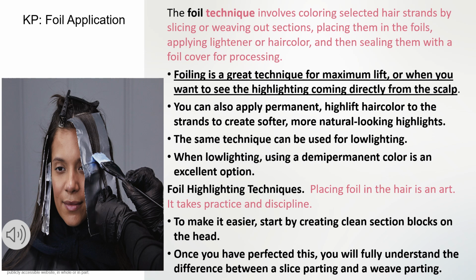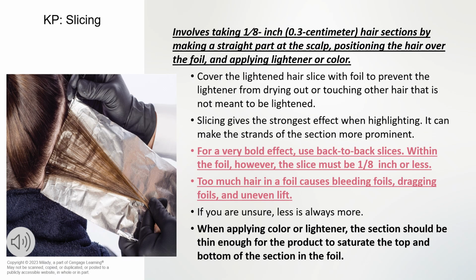To make it easier, start by creating clean section blocks on the head. Once you have perfected this, you will fully understand the difference between a slice parting and a weave parting. Slicing involves taking 1/8 inch (0.3 centimeter) hair sections by making a straight part at the scalp, positioning the hair over the foil, and applying lightener or color. Cover the lightened hair slice with a foil to prevent the lightener from drying out or touching other hair that is not meant to be lightened.